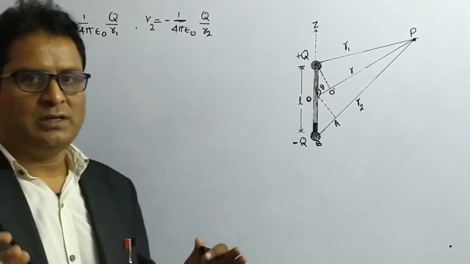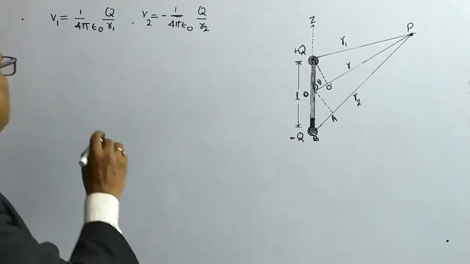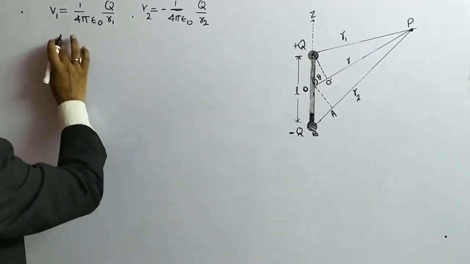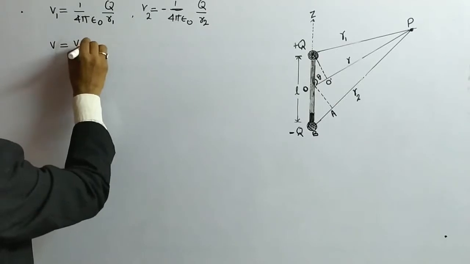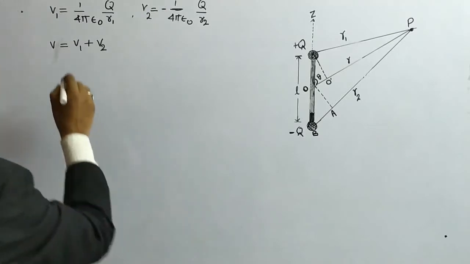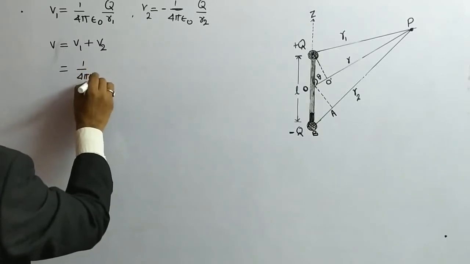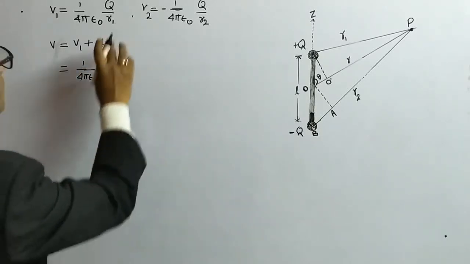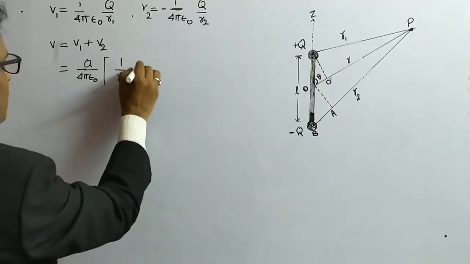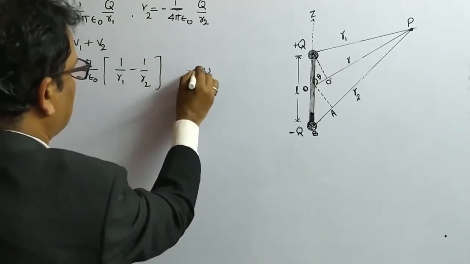So the total potential at P due to these two charges shall be V equals V1 plus V2. So we shall add them algebraically. So it will give you 1 over 4 pi epsilon naught, which can be taken out, q can also be taken out. So in the bracket we will have 1 upon r1 minus 1 upon r2. Let me mark this equation as 1.